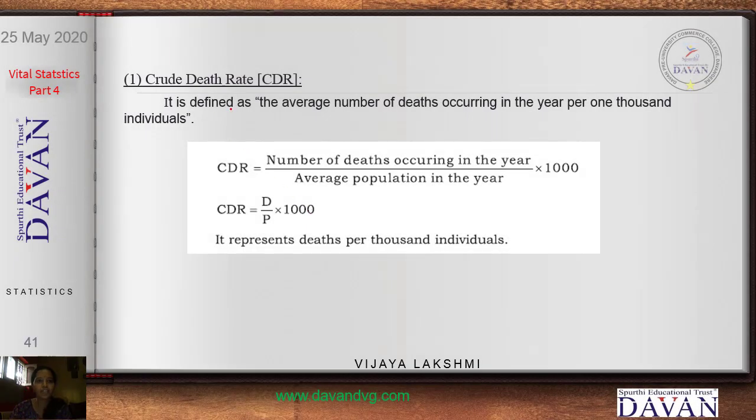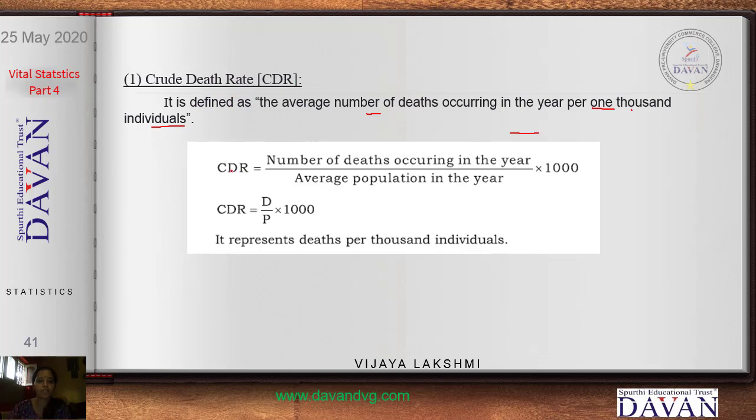Now what is crude death rate? It is defined as the average number of deaths occurring in the year per 1000 individuals. So if we have a group of 1000 people, how many deaths are occurring? That is the CDR, crude death rate.